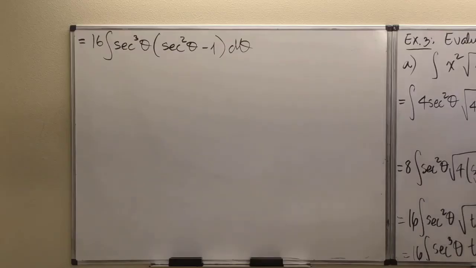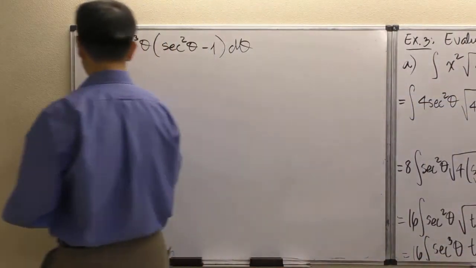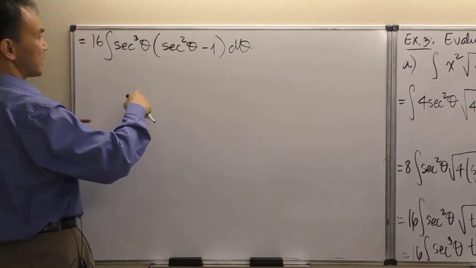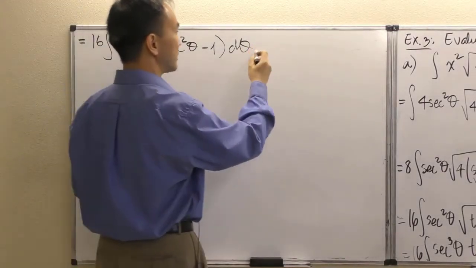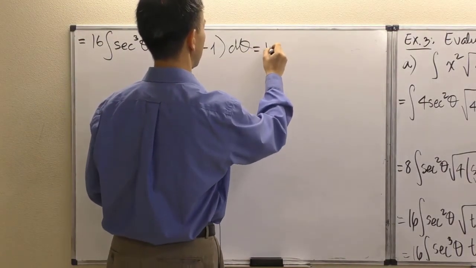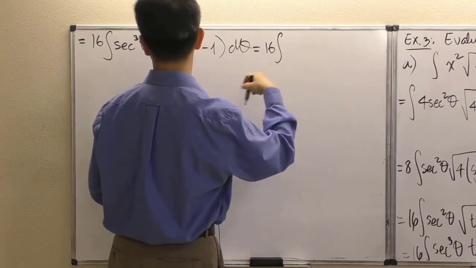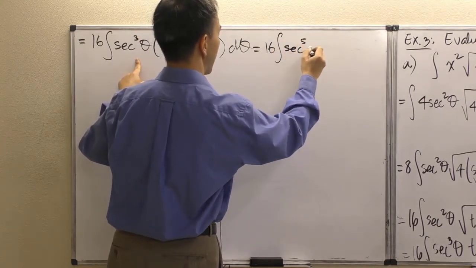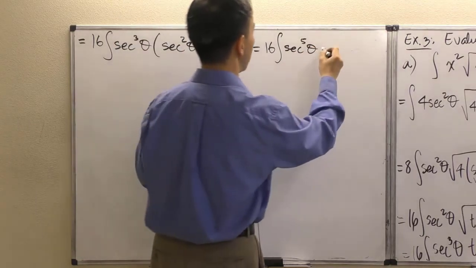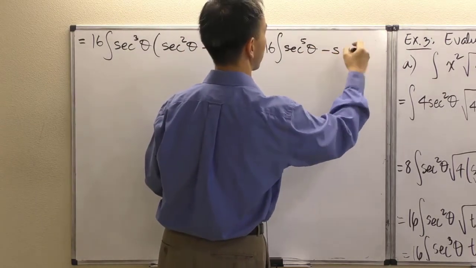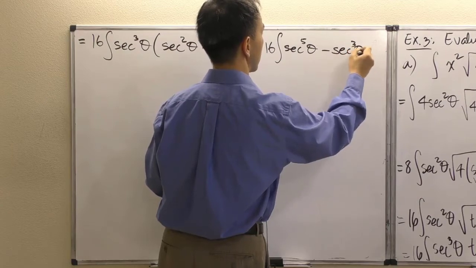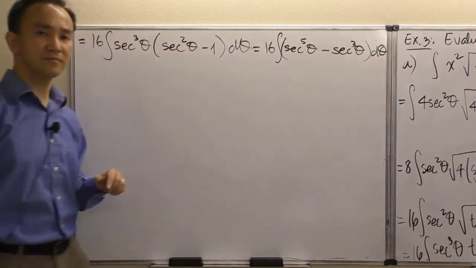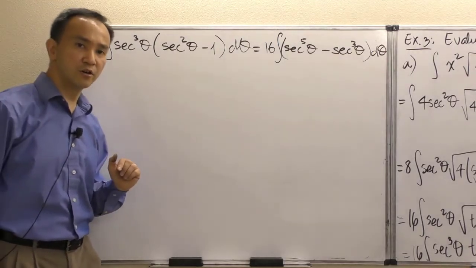Now with this secant square right here, I am going to multiply the secant cube with each term right there, making it a two-term integral. So now I can write this, let's see, I have enough space. 16 times the integral, and now I have secant to the 5th power of theta minus secant cube of theta, with a d theta. That's my integral so far.